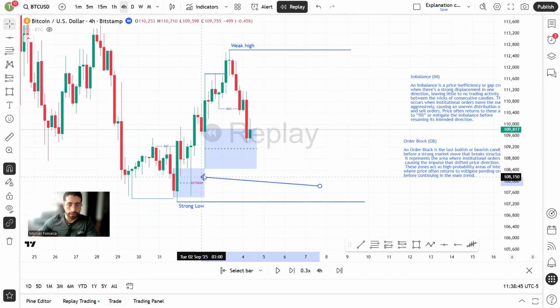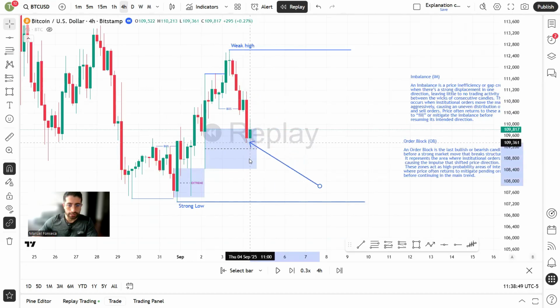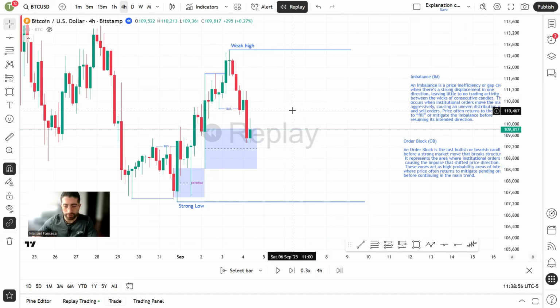But we're going back to the main trend, in this case 4 hours. We can see that's why the price entered here, retested the fair value, which means 50% of the order block, and then kept pushing up, right? And let's see what will happen after this.